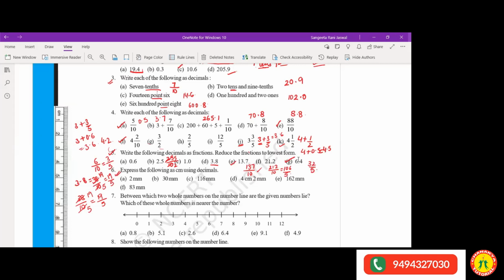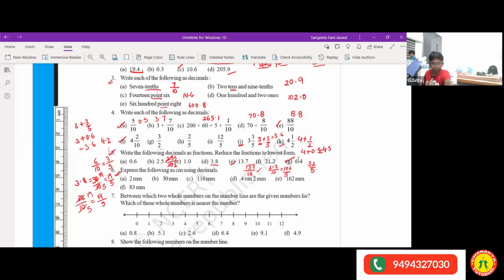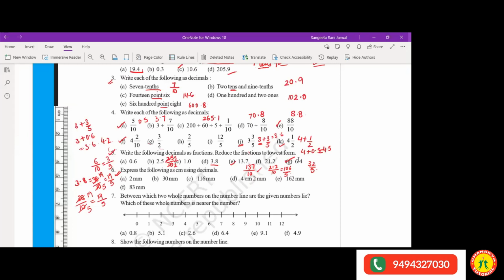Express the following as centimeters using decimals. Now you have to convert this to centimeters. This is in millimeters. So 2 millimeters will be how many centimeters? 1 centimeter is how many millimeters? Ma'am, 1 centimeter is 10 millimeters. So I'm writing here 1 centimeter is 10 millimeters. So 2 millimeters will be how many centimeters? 0.2. Yes, 0.2. I will divide 2 by 10, so I get 0.2 centimeters. Right? And now Soumya will tell me 30 millimeters will be how many centimeters?